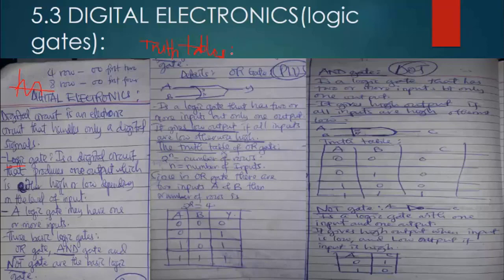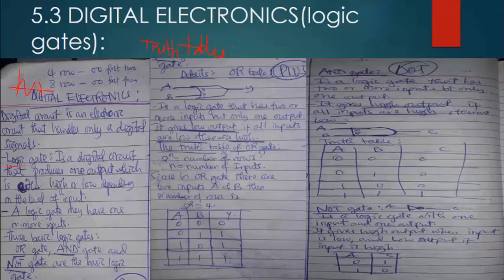So truth tables ni mathematical tables, okay? Which show possible combinations of input and the output that they will give, okay? So it is the mathematical table that shows all possible combinations of inputs and their corresponding output. Okay? So ndo hizi box tunazoziona hapo. Kwa hiyo zinajaribu kuonyesha different combinations ambazo zinaweza kuwa formed za input na output yake ambayo itakuwa ya resulted.